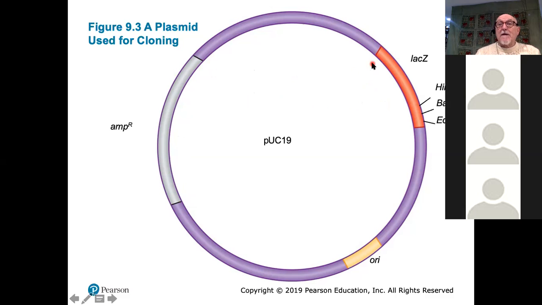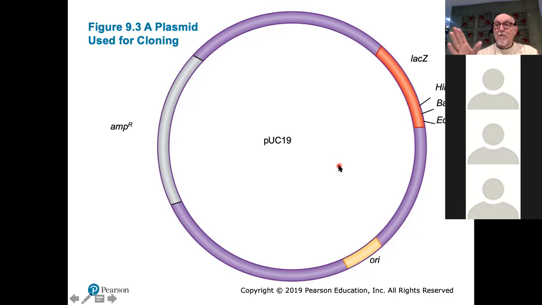Well, the blue colonies are colonies where this gene, the LAC-Z gene, is operating, and it's breaking down the X-gal and laying down blue pigment. But right nearby them, there are some white colonies. And those white colonies are colonies where the LAC-Z gene is no longer operating. This enzyme, beta-galactosidase, is no longer being produced by these bacteria. Why? Because we interrupted the gene. We put in DNA of our choosing, and we destroyed the activity of this gene.